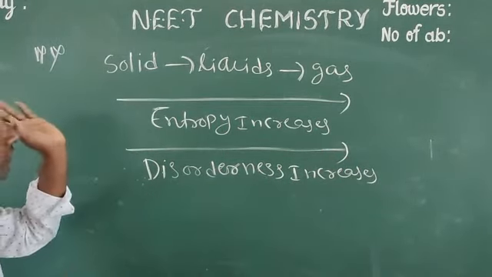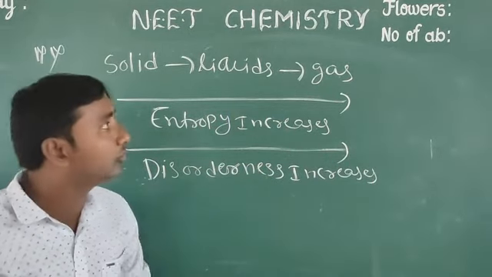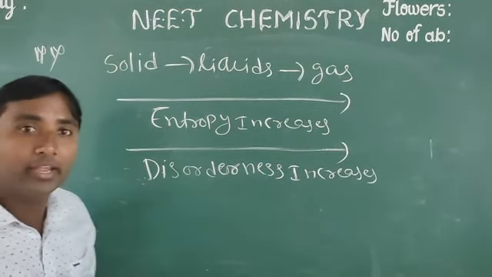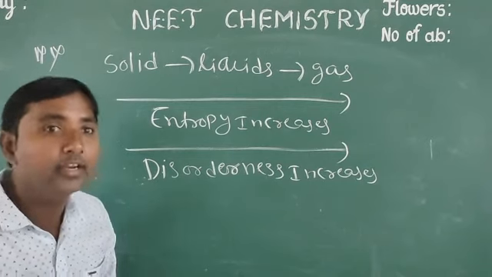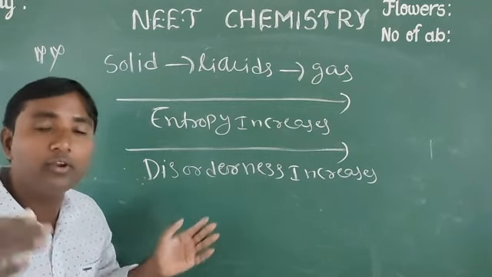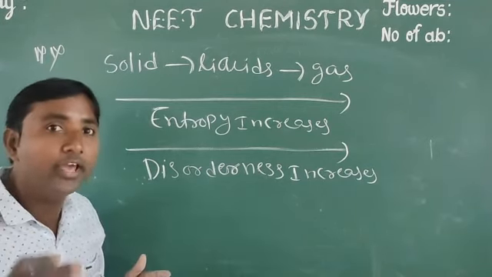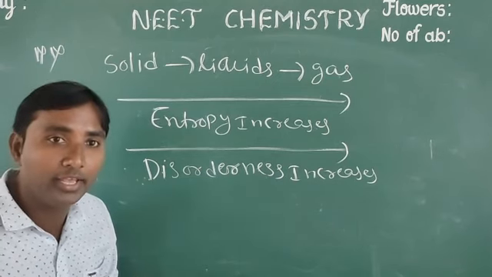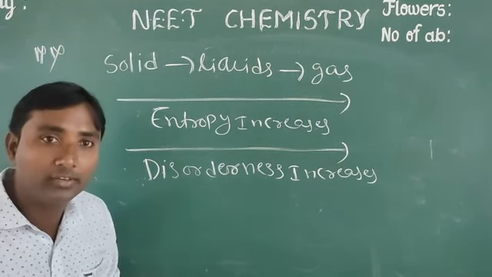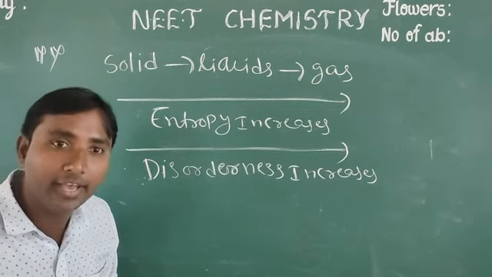Disorderness increases. That's why from solid to liquid, and liquids to gases, entropy increases. What is the reason? From solids to liquid to gases, the disorderness and randomness of the particle arrangement increases.